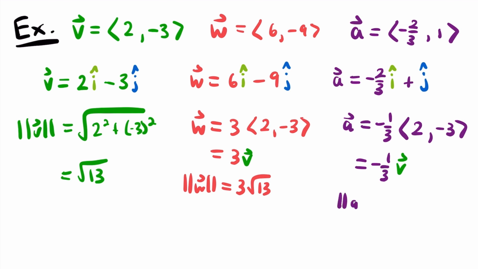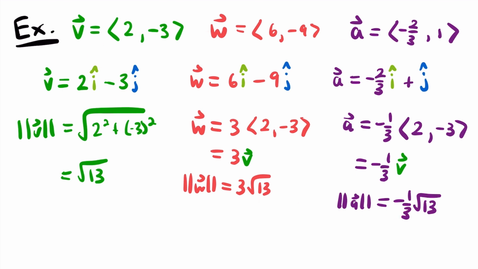But then for the magnitude of vector a, that will be equal to negative 1/3, that scalar multiple, multiplied by the magnitude of vector v, which is still the square root of 13. So we'll multiply that negative 1/3 by the square root of 13. All right, so those are the magnitudes of our three vectors.